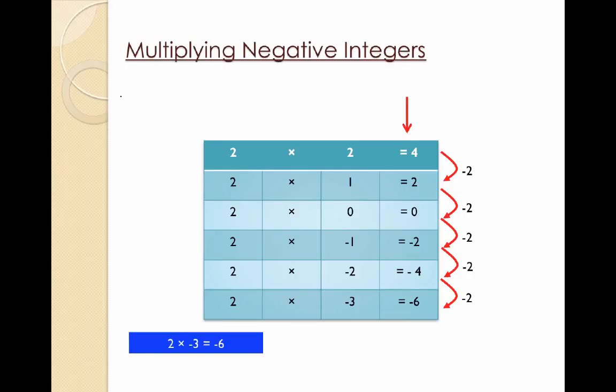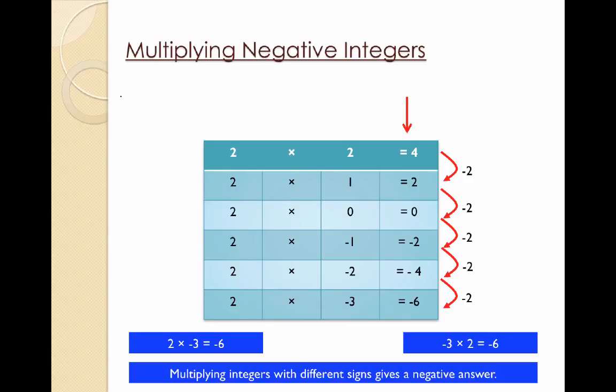Now 2 times negative 3, if you look at the row, will give you an answer of negative 6. And the thing about multiplication is it doesn't matter what order you do it in, you'll still get the same answer. This gives us our first rule. And the rule is that if you multiply integers with different signs, that is, that one number is positive and one number is negative, your answer will be negative.